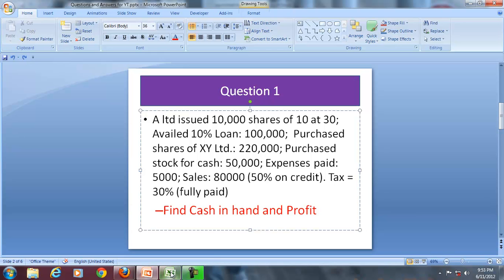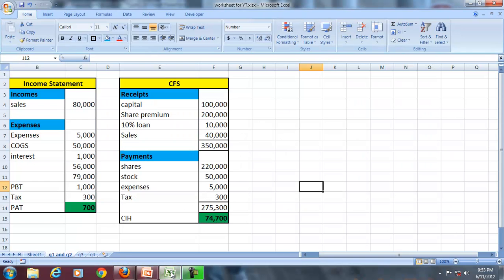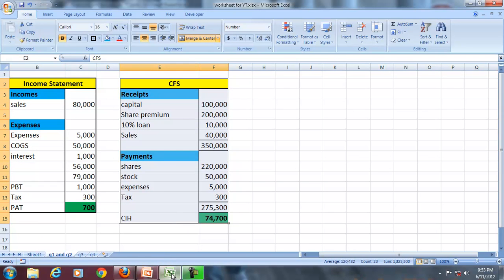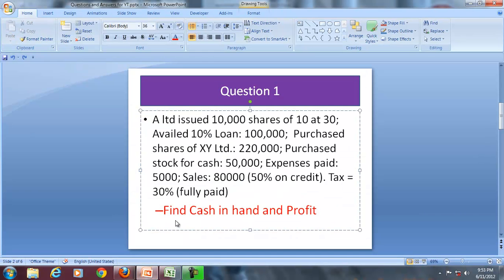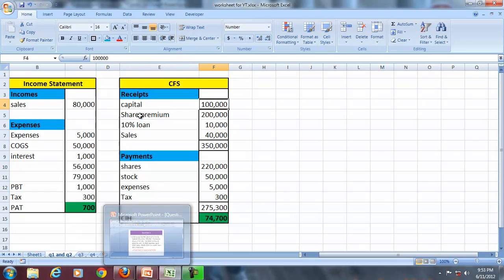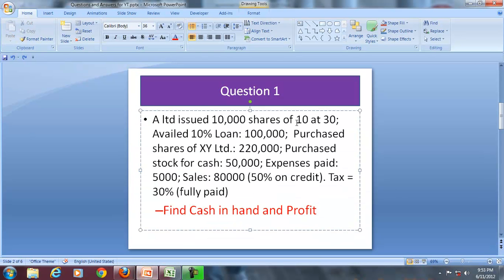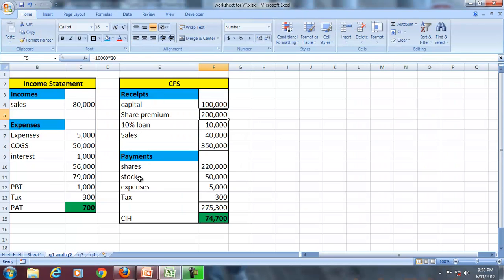the year. In order to do so, we will prepare an income statement and cash flow statement. So when a company issues shares, it is a receipt 100,000, and the shares are issued at a premium, so therefore 10 is a face value, 20 is a premium, so that is a receipt.